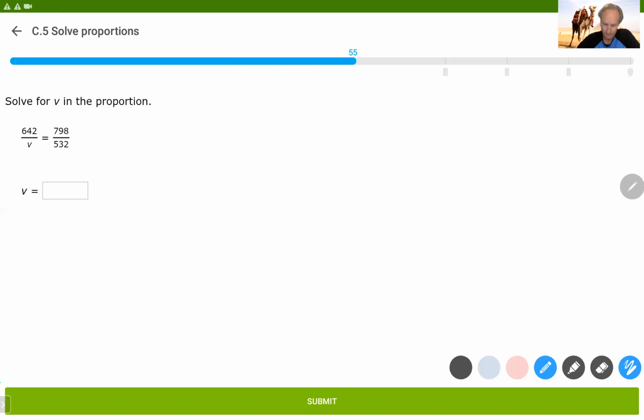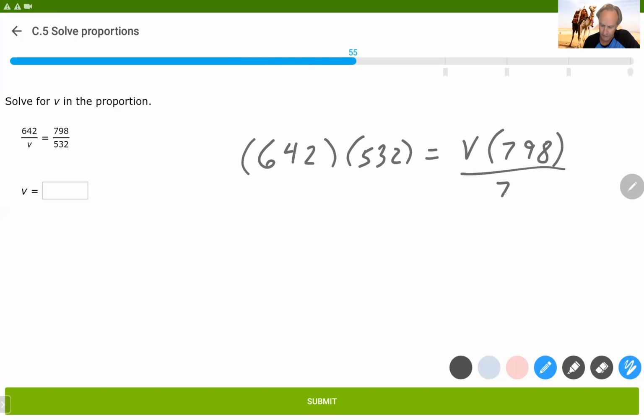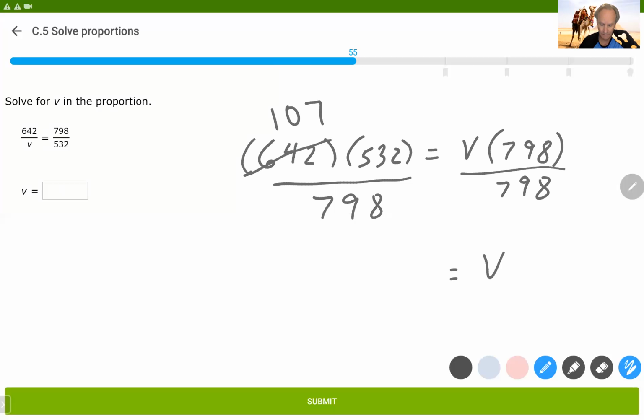Okay, now we've got some big ones. So we've got 642. We definitely don't want to multiply these together first. Now, if you had a calculator, you could go ahead and multiply these together and then divide by your 798. Divide by 798 on both sides. And yes, you could use a calculator to do all this. It just so happens that I can see that 6 goes evenly into 642. That's 107. And if I divide this one by 6, 6 goes in here 133 times.